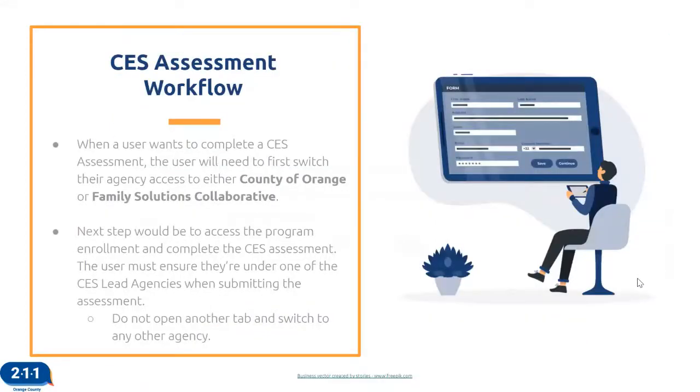We will move on to the CS assessment workflow. It was brought to our attention that there were some errors with CS reports, so we want to review this all with you. When a user wants to complete a CS assessment, the user will need to first switch their agency access to either County of Orange or Family Solution Collaborative.